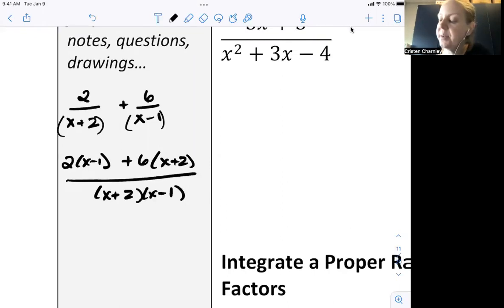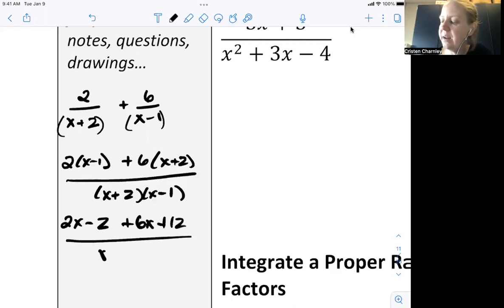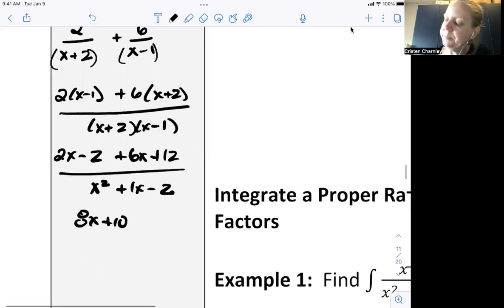So once they're over the common denominator, you would simplify. You have 2x minus 2 plus 6x plus 12. The bottom you could FOIL if you wanted to, x squared plus 1x minus 2. And then if we combine like terms on the top, we've got 8x plus 10 over x squared plus 1x minus 2.